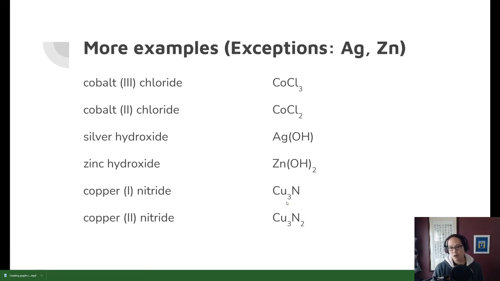So that is transition metals. It's not too much different than the regular metals. It's just that you have to either calculate or see from the formula what the charge is.